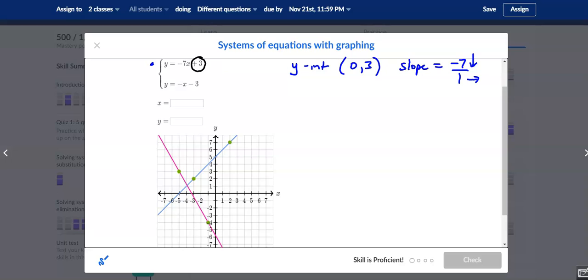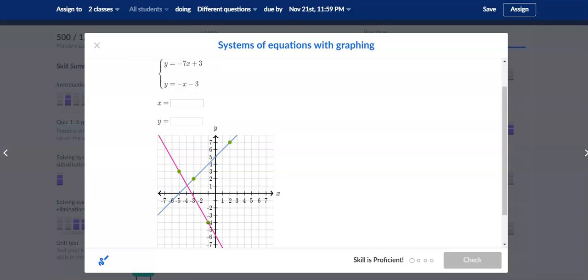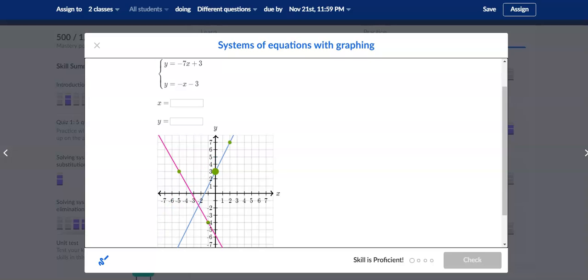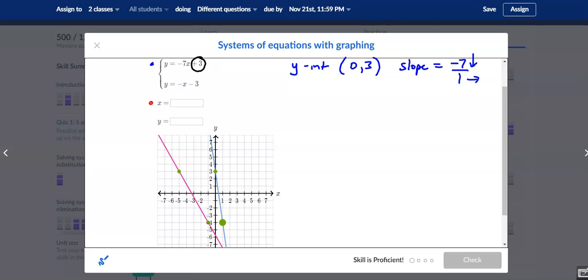So let's kind of do that here with the blue line. 0, 3, down 7, right 1. So I get my first dot at 0, 3. And then from there, we're going to go down 7 over 1. So there's that line. Now I'm going to take a peek at the red line or the pink line. I have y equals negative x minus 3.